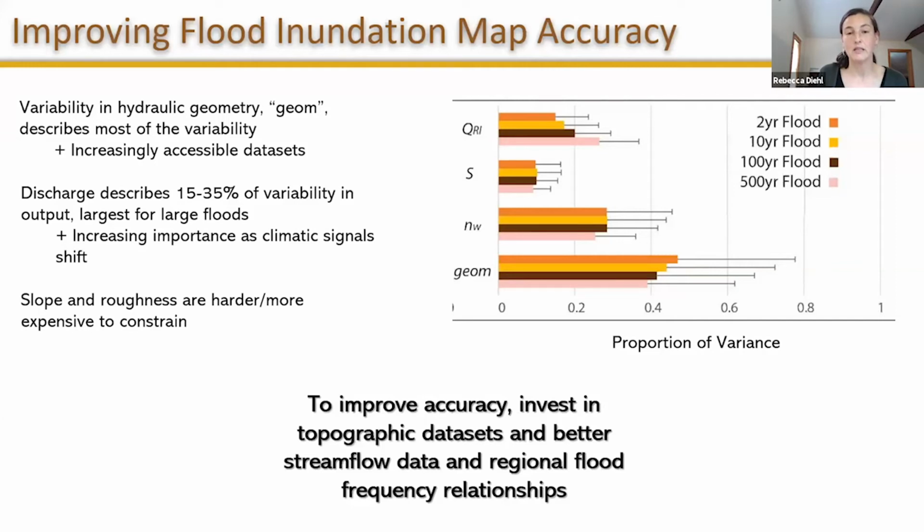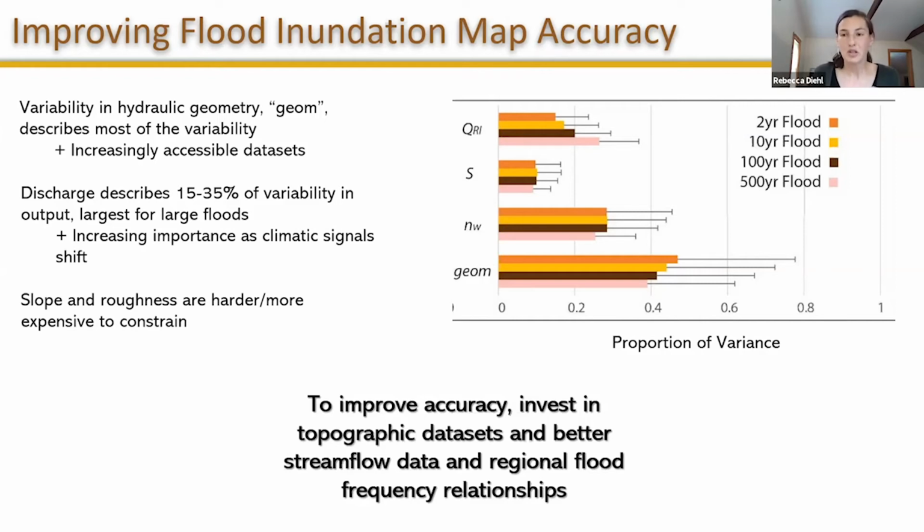And so we can see that, especially when we look at how it's distributed for the different flood events. For this 2-year flood, the geom describes most of the variability in the output. And when you get to the 500-year flood, we reduce that variability. That's pretty consistent with the observations we were making based on the comparison between the HAND and the HEC, where that underlying geometry is more important for these smaller floods.